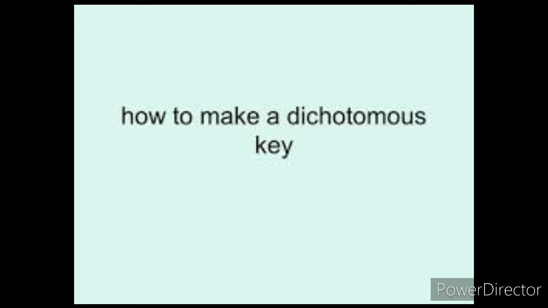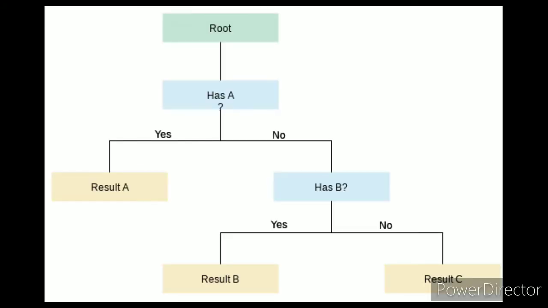How to construct a dichotomous key? First of all, a dichotomous key will have a root. A root is the basis of the living organism. We will ask, does the root have A? If it has A, then the result will be result A. And if it doesn't have A, then another question arises. Does the root have B? If the root has B, then it is result B. If not, it is result C.